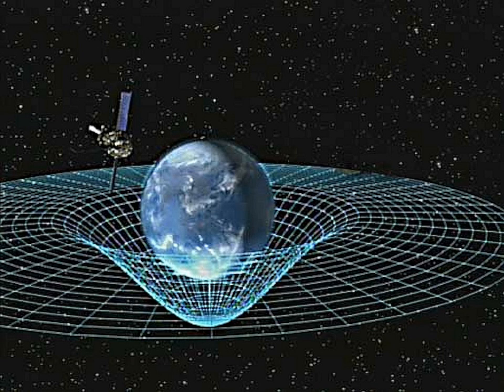In spacetime terms, the path of a satellite orbiting the Earth is not dictated by the distant influences of the Earth, Moon and Sun.